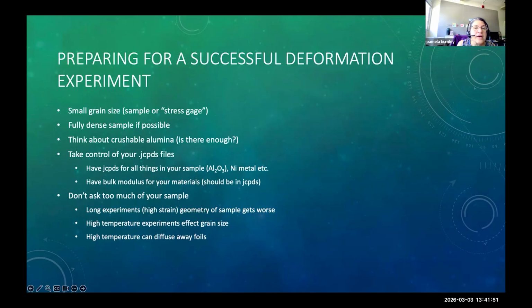All right. Sorry. So another thing that we learned the hard way is that we need to take control of our JCPDS files, right? The beamline will have an infinite variety of JCPDS files for you to choose from, but you don't actually know whether the previous user has gone in and modified things, right? So it's always good to have JCPDS files that you know are correct and have the correct d-spacings and the correct moduli in them, because they will have the bulk modulus and the pressure derivative of the bulk modulus.